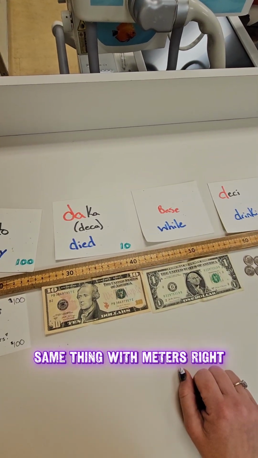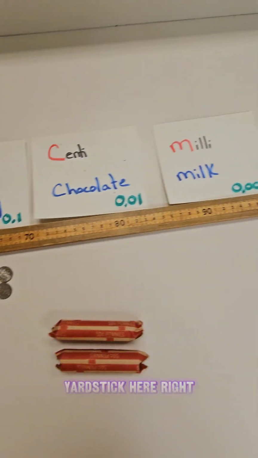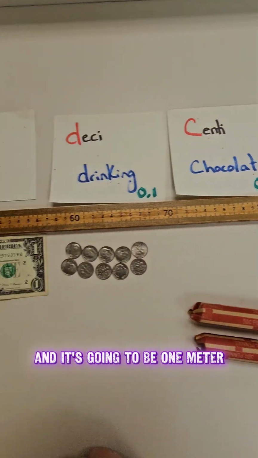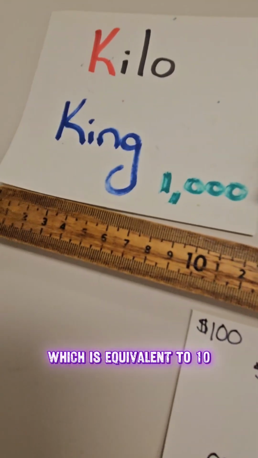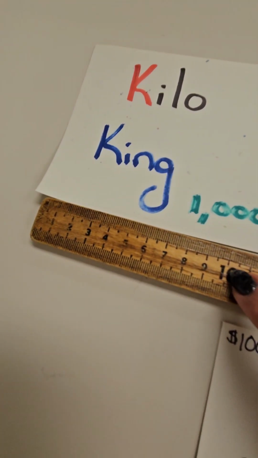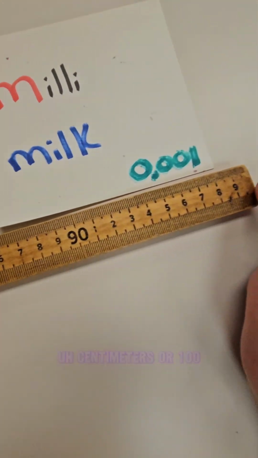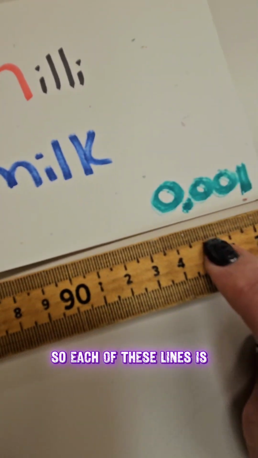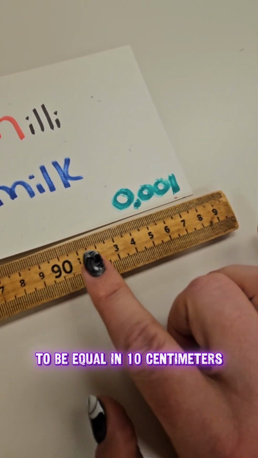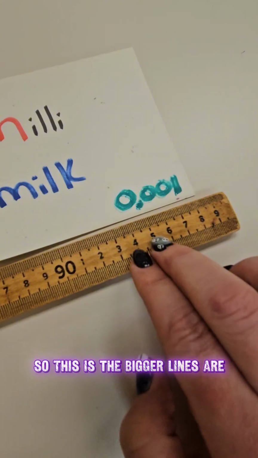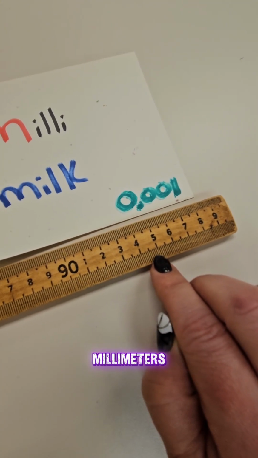Same thing with meters, right? So right now I have an entire yardstick here, right? And it's going to be 1 meter, which is equivalent to 100 centimeters or 1,000 millimeters. So each of these lines is representing a millimeter, and combined that's going to be equaling 10 centimeters. The bigger lines are the centimeters, the little tiny lines are the millimeters.